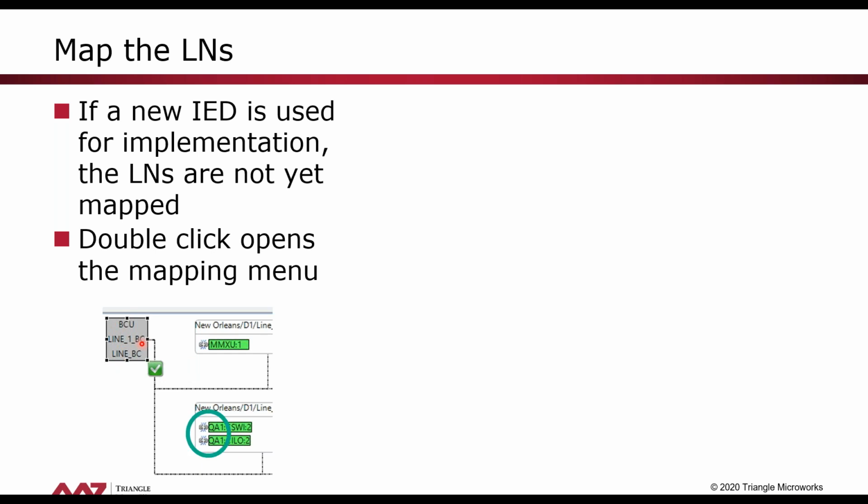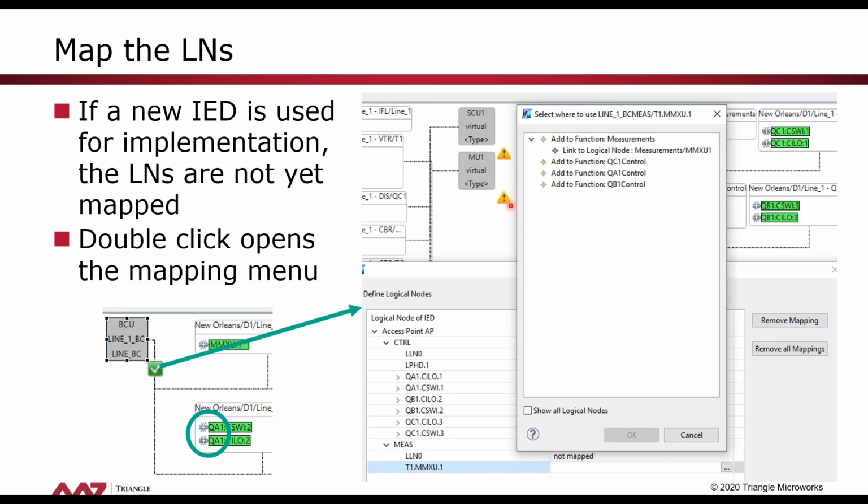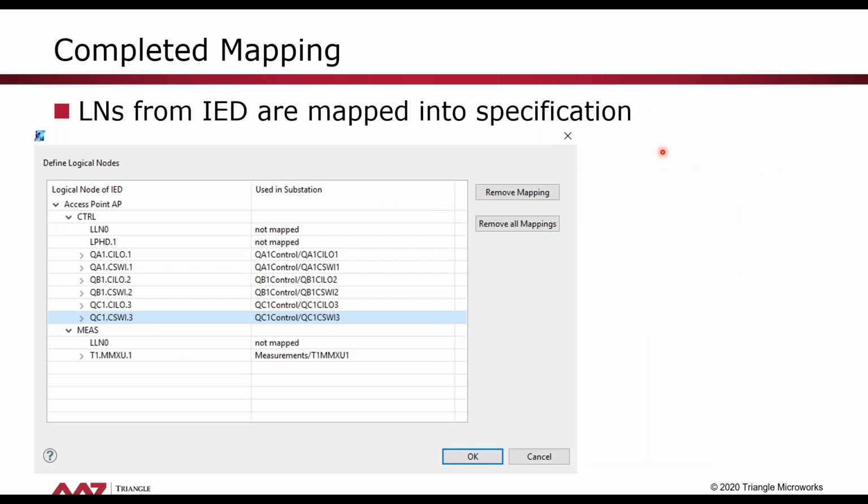And for that, we double-click on this symbol to open another editor that allows us to map functions. So we can select down here. This gives us the list of all the logical nodes that are defined in the IED. We see there is an MMXU, and by clicking there, we can say this MMXU shall be used to implement what from our specification. And with that, we can map all the logical nodes we require.